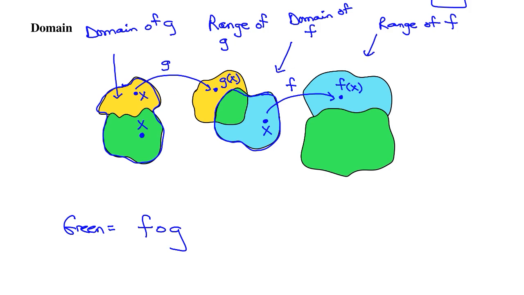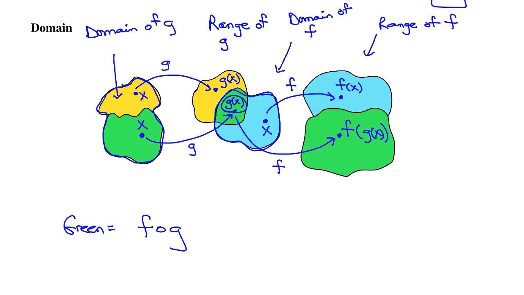So now I'm going to take this x value and I'm going to map it with g, and that's going to lead me to g of x. But I don't stop there. I take the g of x and I continue and I map it with the f function. Well, now what do you get? Well, I didn't start with x, I started with g of x. So this must be f of g of x.